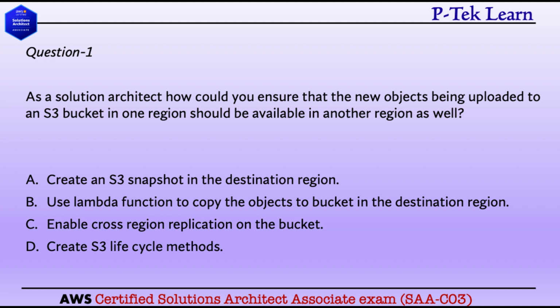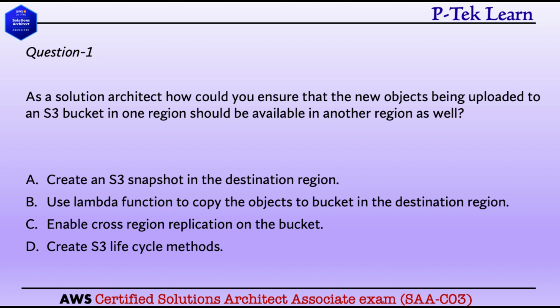So whenever a user uploads an object into an S3 bucket which is created in one region, it should be available in an S3 bucket that is created in another region as well. So this is basically replicating the objects that are being uploaded to an S3 bucket. Okay, so let's go through the options.